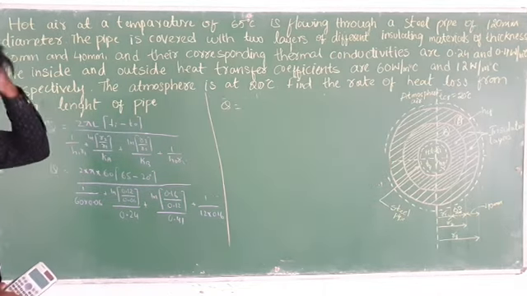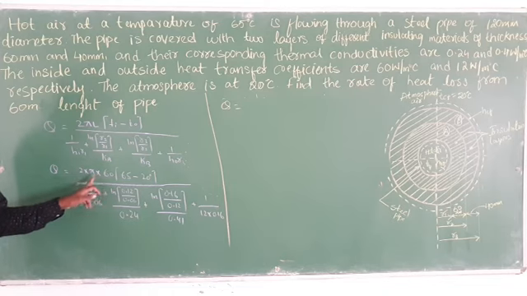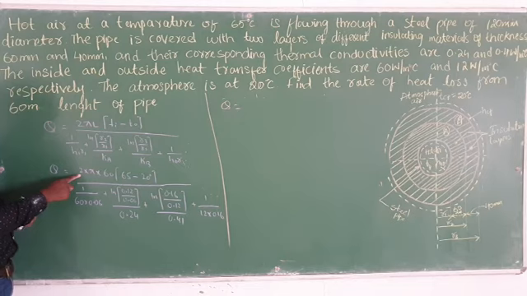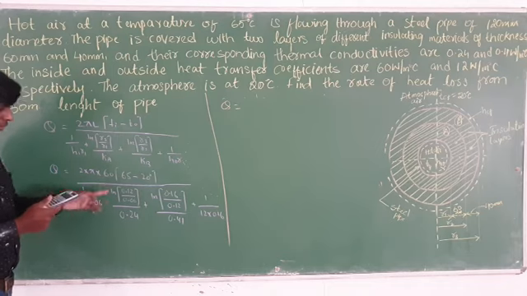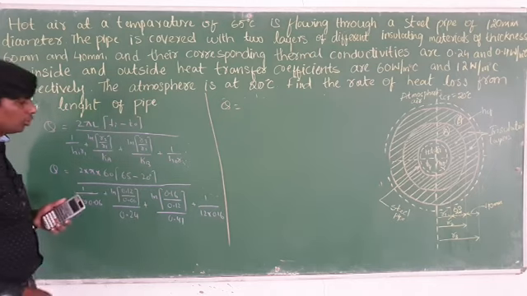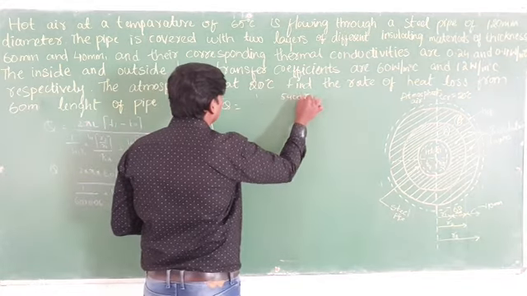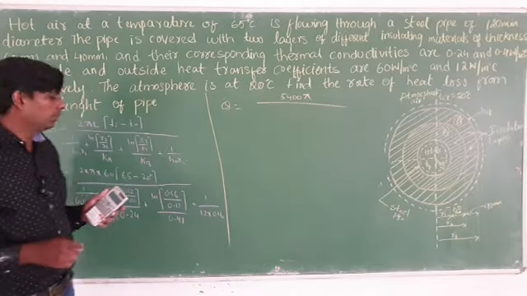After that, what you have to do is solve. Q is equal to 2 into pi into 60 into 2, which is 120 pi. So you have to multiply 120 into pi into the temperature difference, 65 minus 20. So you will get the answer 5400 pi.